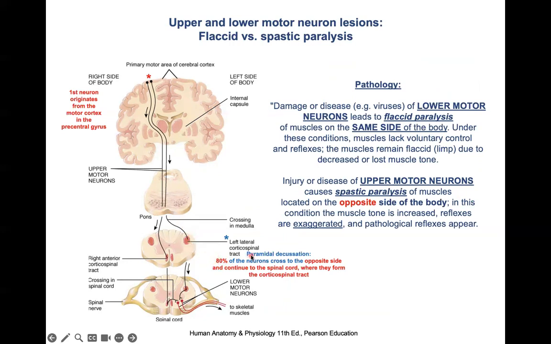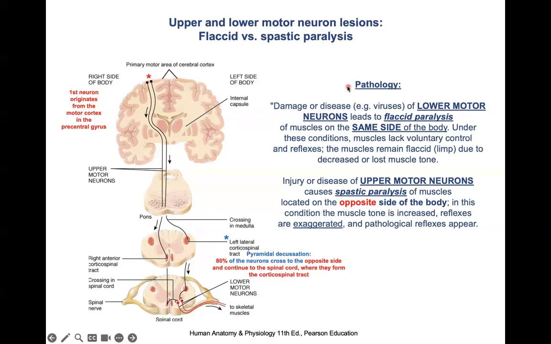I have here some notes for you. Pyramidal decussation, okay? 80% of the neurons cross to the opposite side and continue to the spinal cord, where they form the corticospinal tract. Okay, so this is the pyramidal tract. Remember, this is for voluntary control. Pyramidal tract is for voluntary control. Extrapyramidal is for involuntary control.